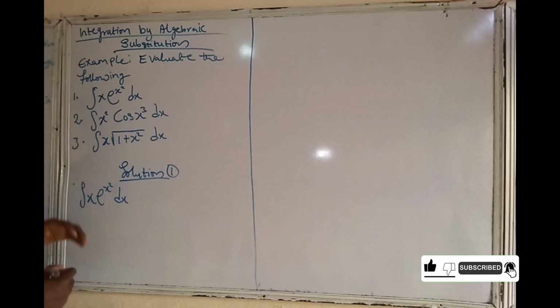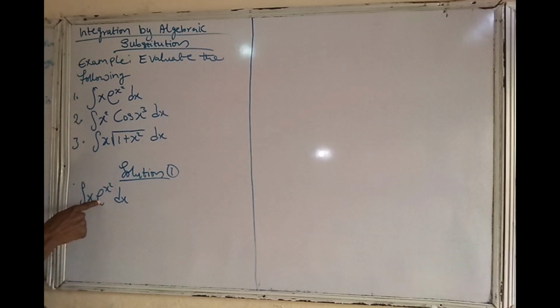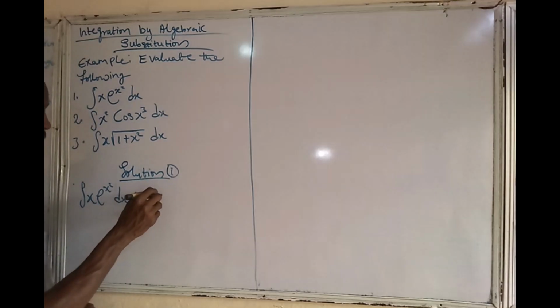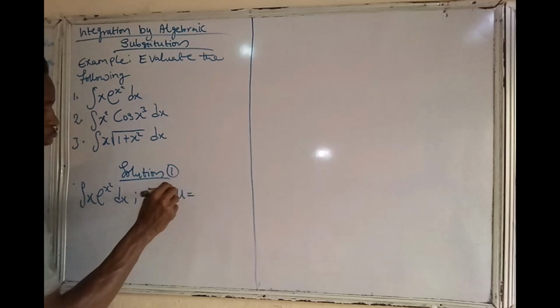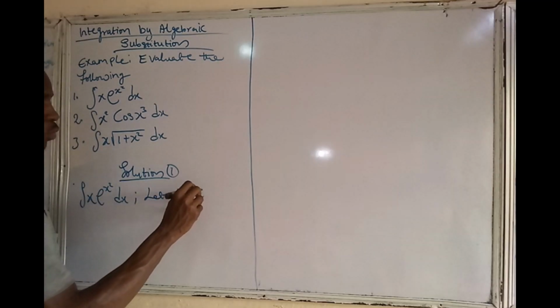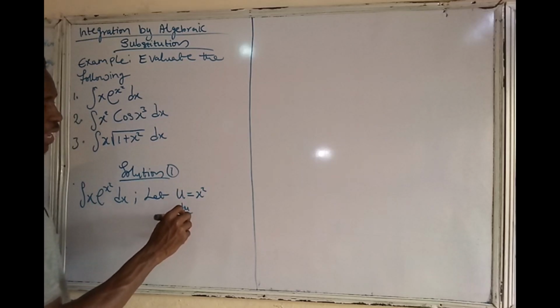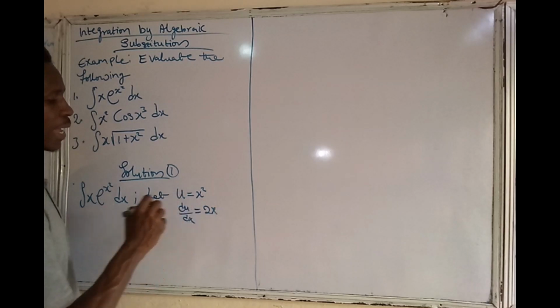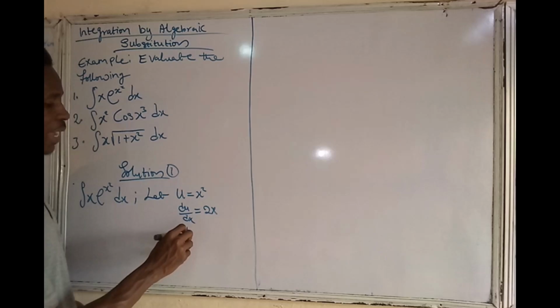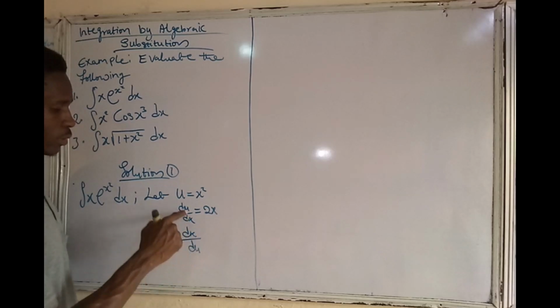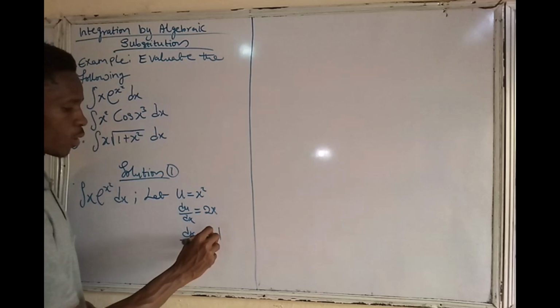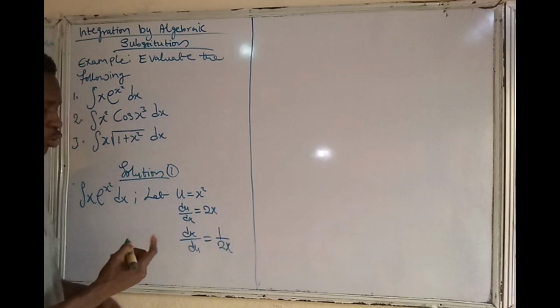We say here the integral of x exponential x squared dx. Now, how does substitution work? I will say let u be equal to x squared. So differentiating u with respect to x will give us 2x. Then dx over du, inverting this, will give us 1 over 2x.